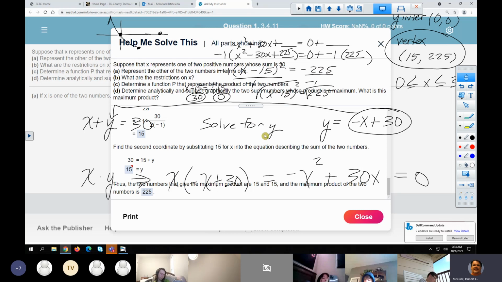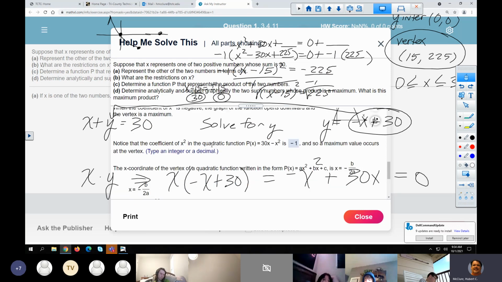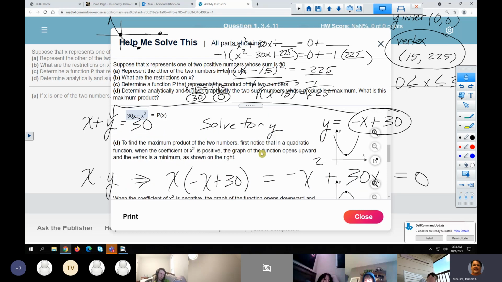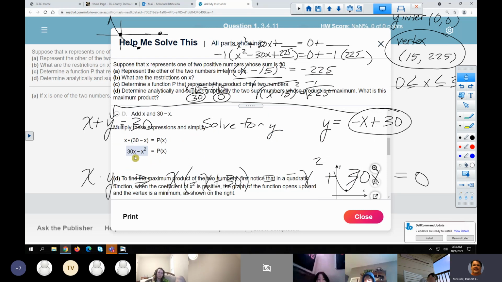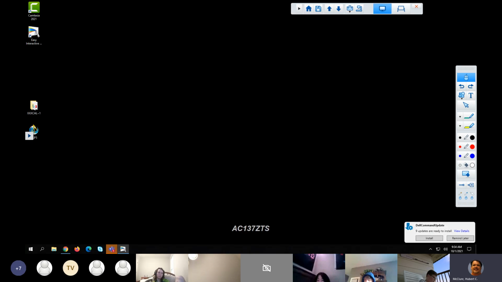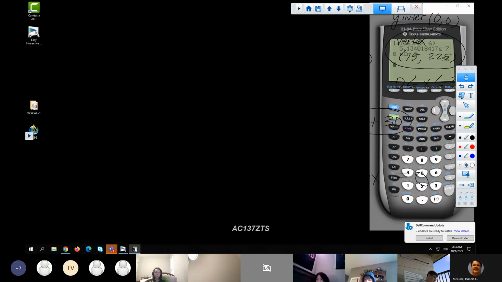I'm gonna do something right quick. I'm gonna pull up the calculator and calculate this right here, -x squared plus 30x, and let's see what the vertex is. I may be totally wrong. This is not a nice question. Let me pull up everything. Hold on just a second.